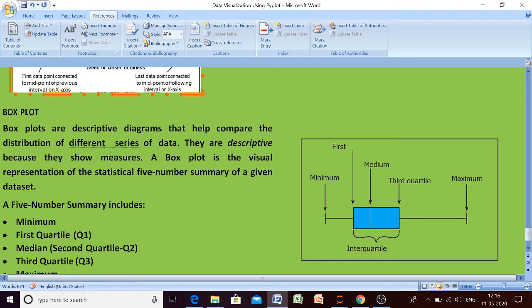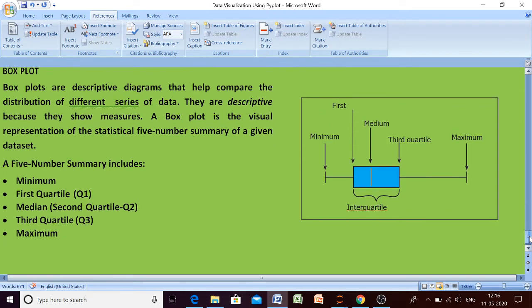So box plots are descriptive diagrams that help compare the distribution of different series of data. They are descriptive because they show actual measures. They are not probability distribution of data. So it is a visual representation of 5 numbers. And what are those 5 numbers?